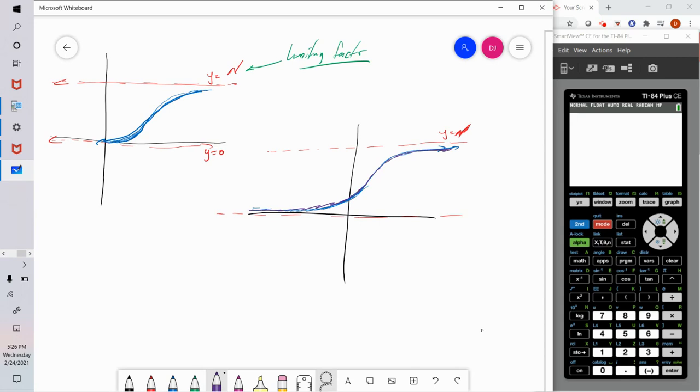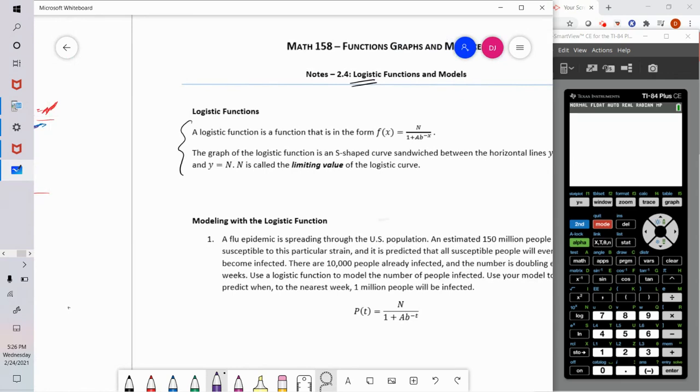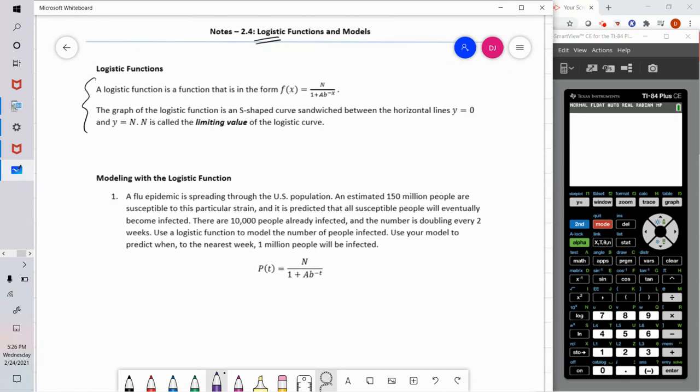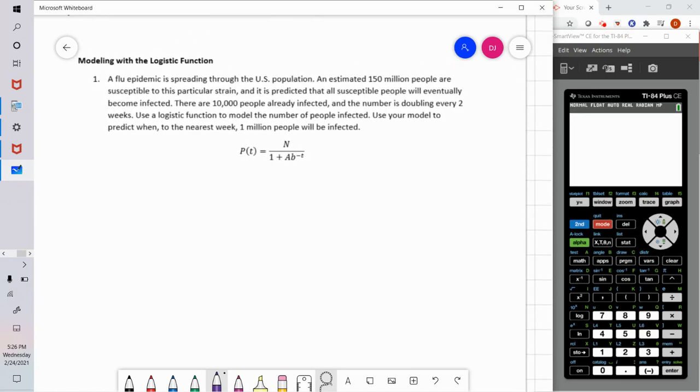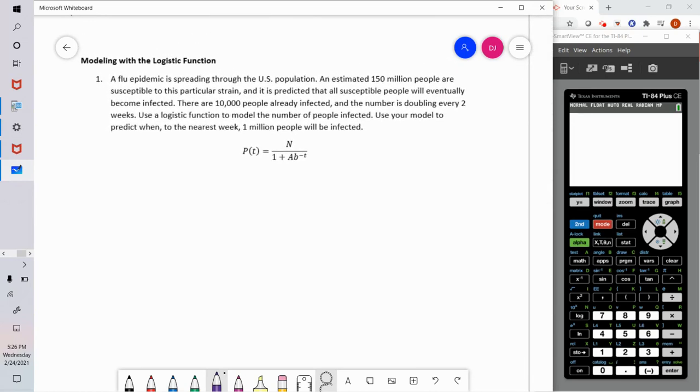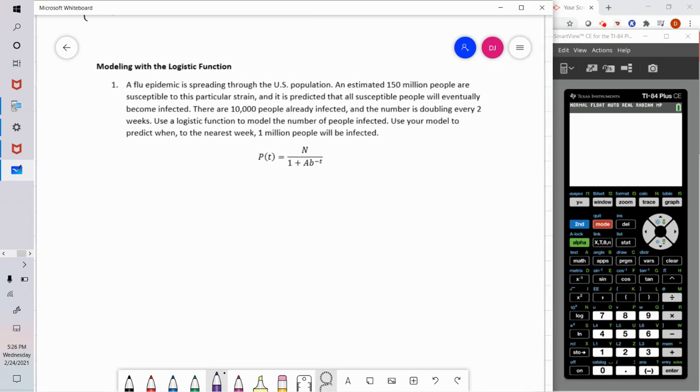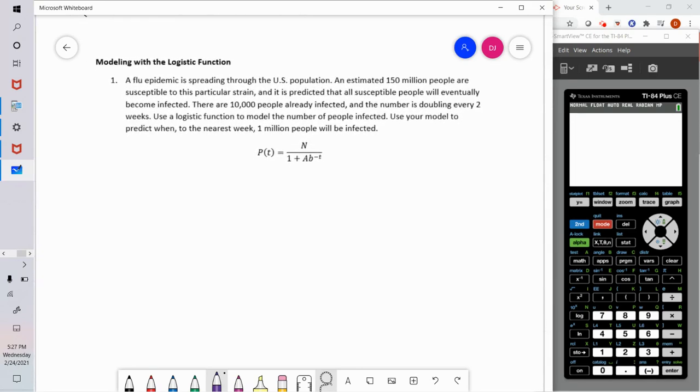Okay, so there's a couple of examples that I'm going to use here. First of all, we're going to look at this one where we're going to model a flu epidemic spreading through the United States population. Interesting timing, right? This video occurs during the COVID-19 pandemic, and hopefully we're out of this soon. But you've got a flu epidemic spreading through the United States population.